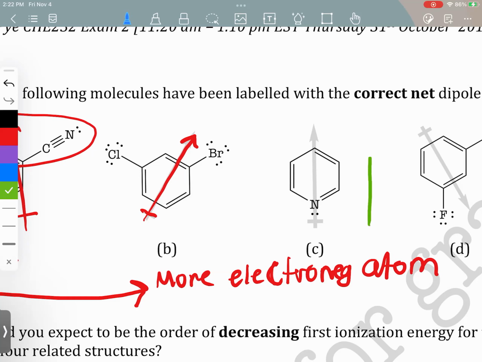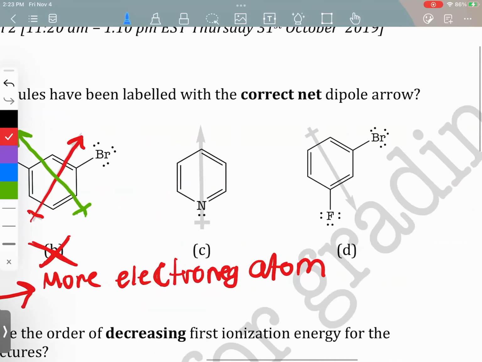Right. Electronegativity increases this way, from bottom to top. So chlorine is more electronegative than bromine because it's further up the periodic table. The arrow is supposed to lean more towards chlorine. Oh, yeah, I didn't notice that. So B is wrong. What about C?